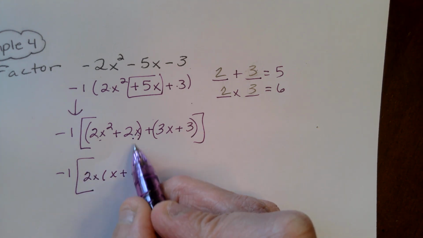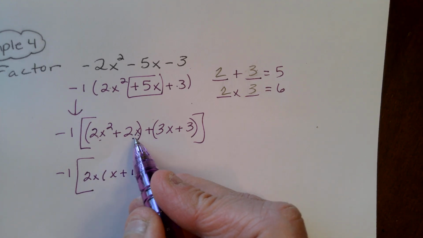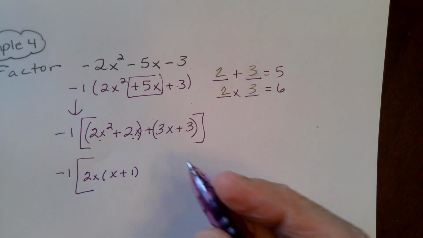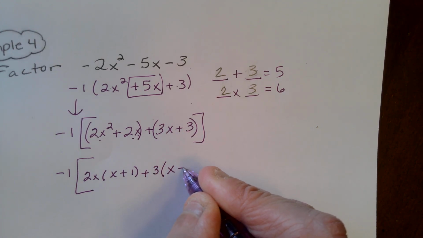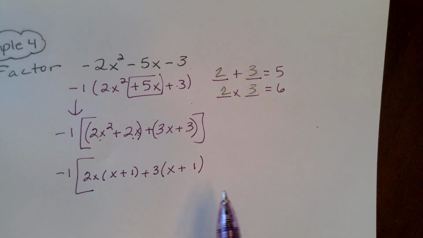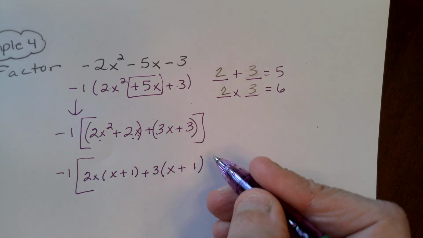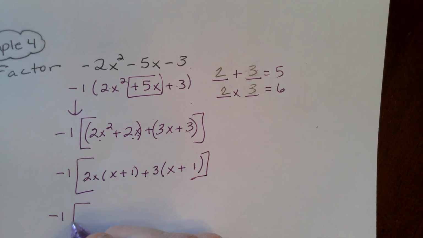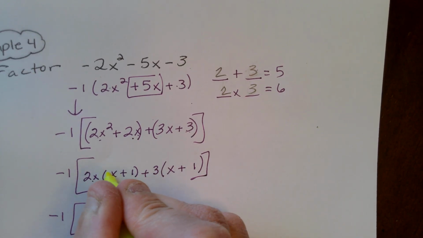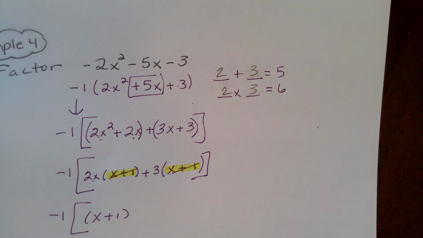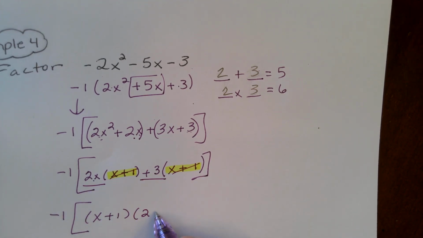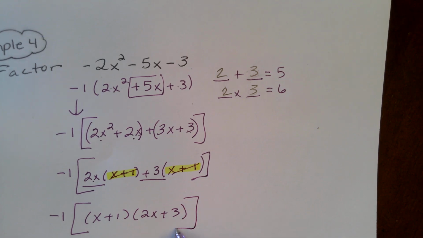If you take the 2x out, you're really dividing that out. So it's like 2x divided by 2x. 2 divided by 2 is 1. Plus, same thing here. You take a 3 out, you're left with an x and a 1, because you're dividing that 3 out. All right, 1 is still there. I have the x plus 1 in both. Gone. And what do you have left? 2x plus 3. So there we go.